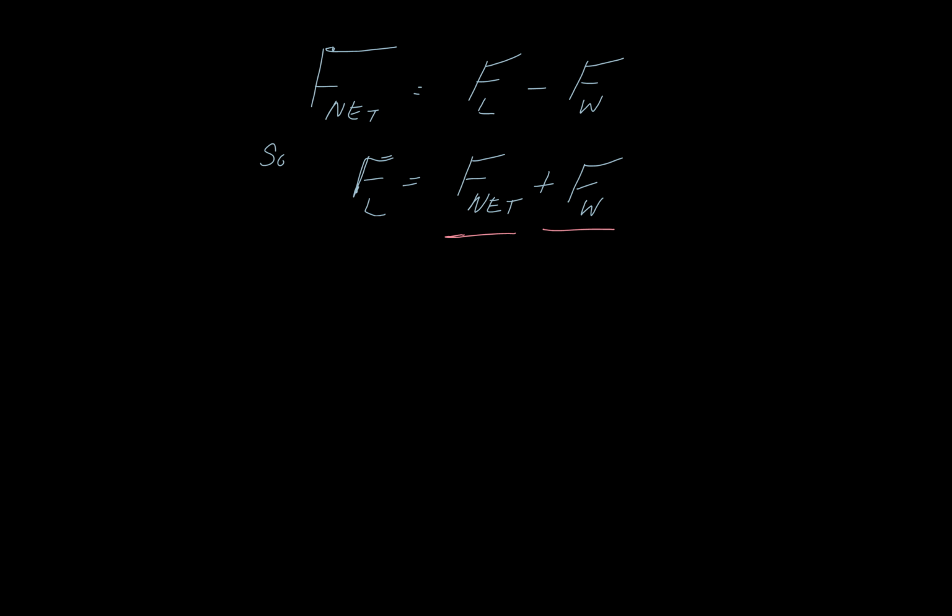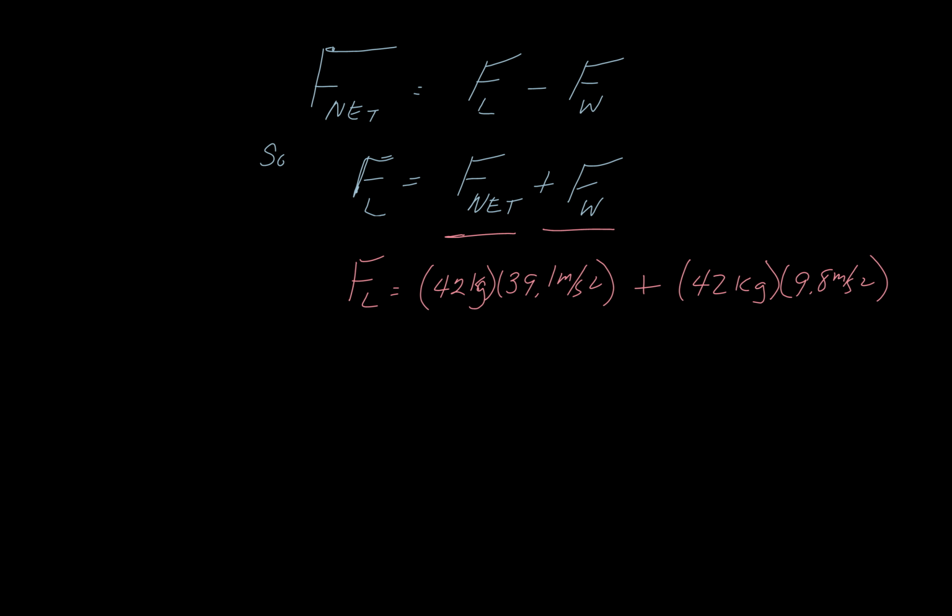So if we begin filling in the values that we know for this, we find that if we multiply the 42 kilogram mass of the torso times the 39.1 meter per second squared acceleration that we found in the earlier part of the problem, and add that to the 42 kilogram mass of the torso multiplied by the 9.8 meter per second squared acceleration due to gravity, the whopping force on the torso due to the legs is about 2,000 newtons.